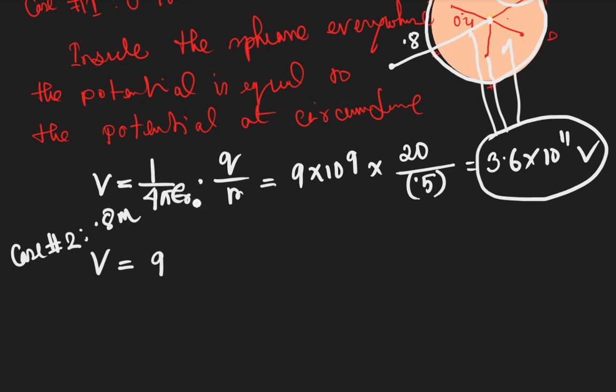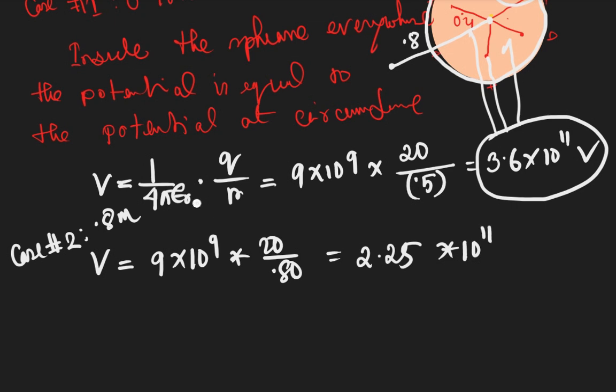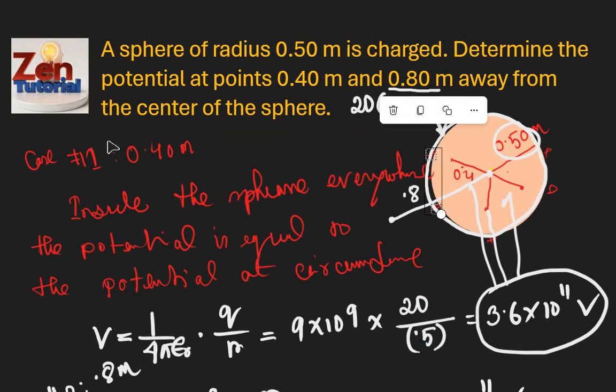So 9 into 10 to the power 9, the value of Q is of course 20, and the distance has now increased. So this is 0.8. So it will be 2.25 into 10 to the power 11 volt. So the conclusion we could say is that from the center up to the circumference, everywhere the potential is the same, which depends on the radius of the sphere.